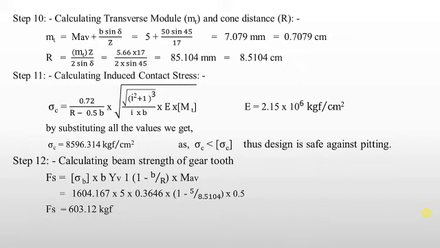Step 12. Calculating beam strength of gear tooth Fs. Fs is equal to sigma B into B into Lewis form factor into 1 minus B by R into MAV. Hence, by substituting the values in the equation, we get beam strength of gear tooth is equal to 603.1.